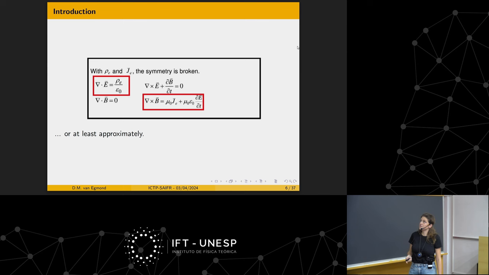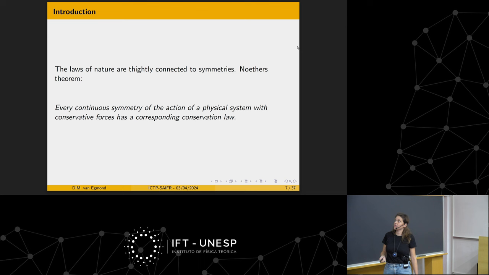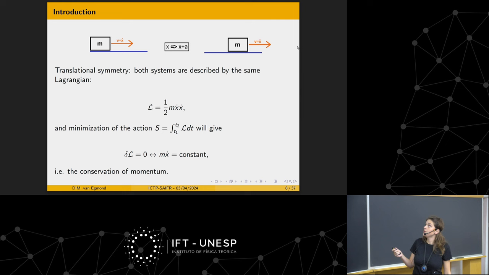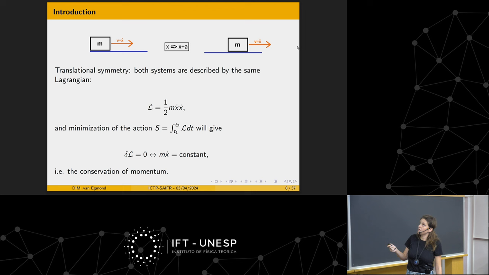Now, the laws of nature are tightly connected to symmetries, and this was nicely put by Emmy Noether in her first theorem, where she said that every continuous symmetry of the action of a physical system with conservative forces has a corresponding conservation law. So let's see what that means in an example. Here I put a very simple example of a mass m which goes with a certain velocity v or x dot on a one-dimensional path. Now this whole system is only described by the mass and its velocity. So if we pick up the mass and put it on another point in space, we will still have the exact same system.